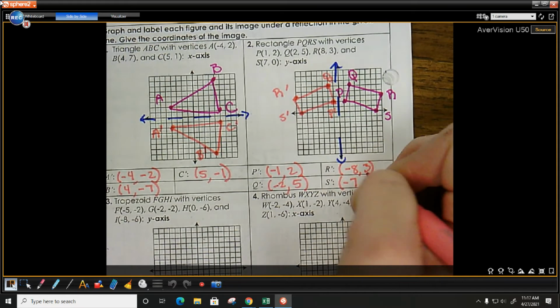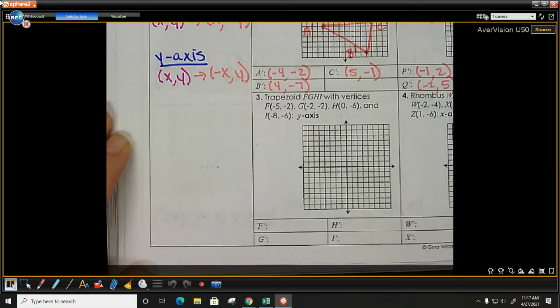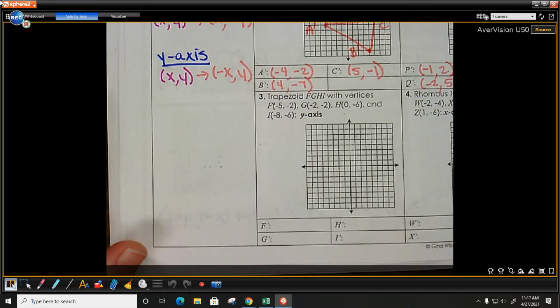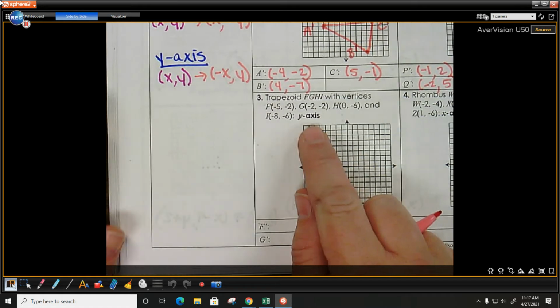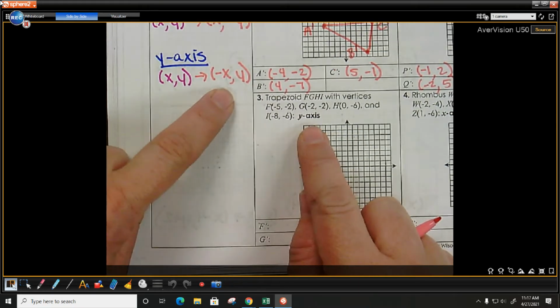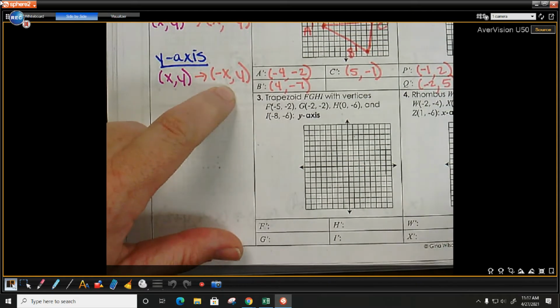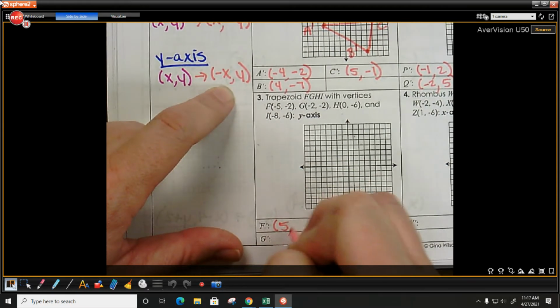Okay, so do we think we can now do these just using the rule without graphing? It's super important to make sure you pay attention to where you are reflecting over. We're reflecting over the y-axis, so we're going to use this formula, meaning just the x is going to become the opposite sign. So where's my F prime going to be? 5, negative 2.